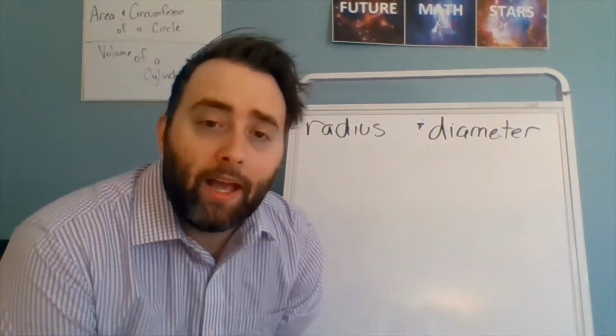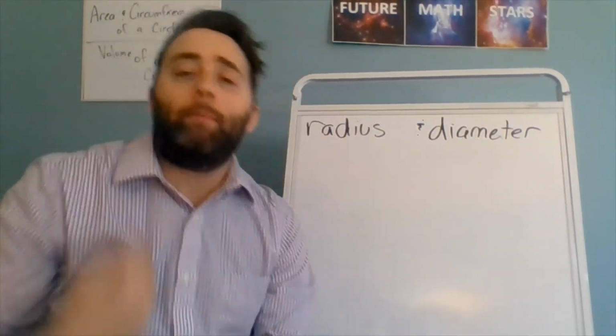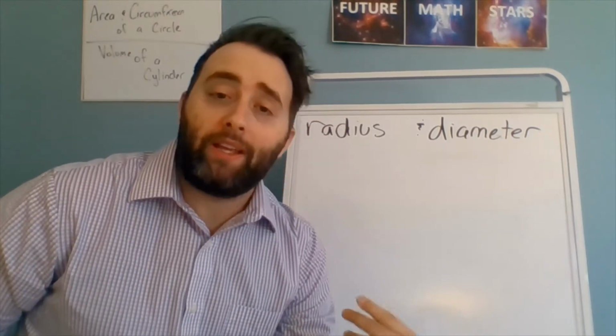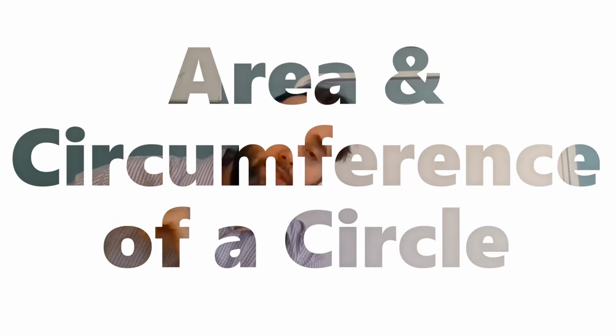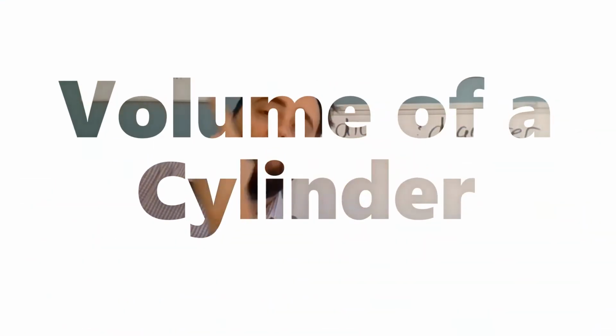Learning time, ladies and gentlemen. Today's lesson is a summative lesson of the entire week's lesson. So this week it is area and circumference of a circle, also volume of a cylinder.